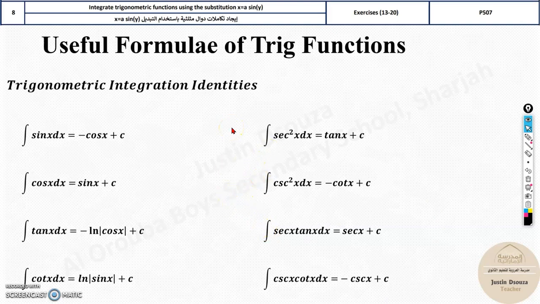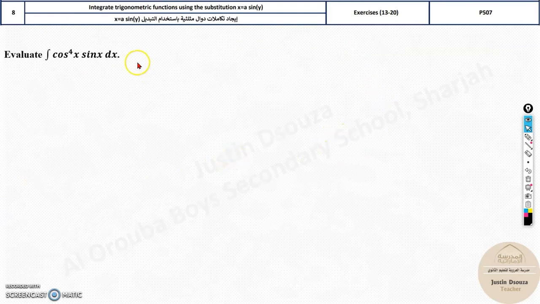And you can pause the video over here and quickly go through the formula, memorize them, and then now we will move on to the problems. Evaluate the integral of cos to the power 4 x sine x.